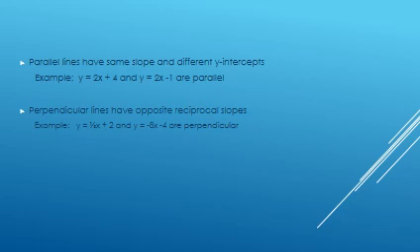One thing that I want to make sure that you all understand is that parallel lines have the same slope and different y-intercepts. Very important for us to know. So our example here shows that we've got y equals 2x plus 4. Notice here that the slope is 2, and then the other one is y equals 2x minus 1. Our slope here is 2. Because those are the same, that means that they are parallel.